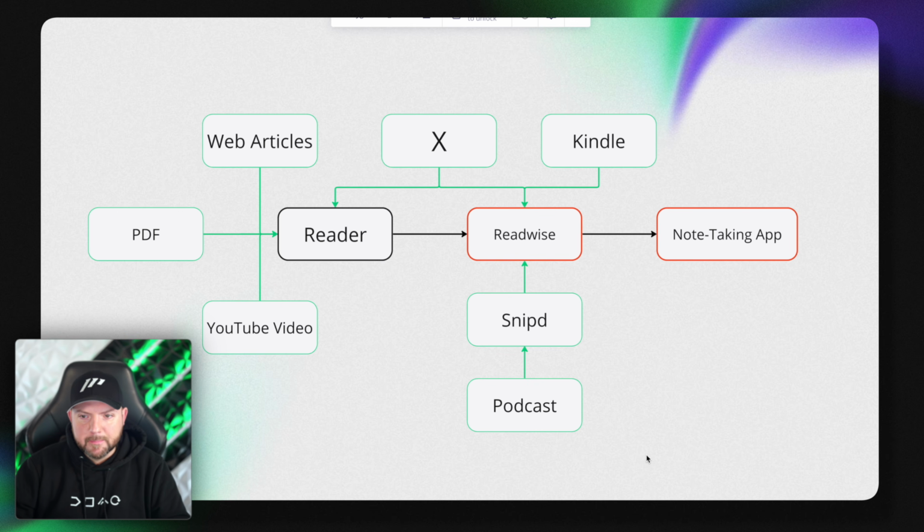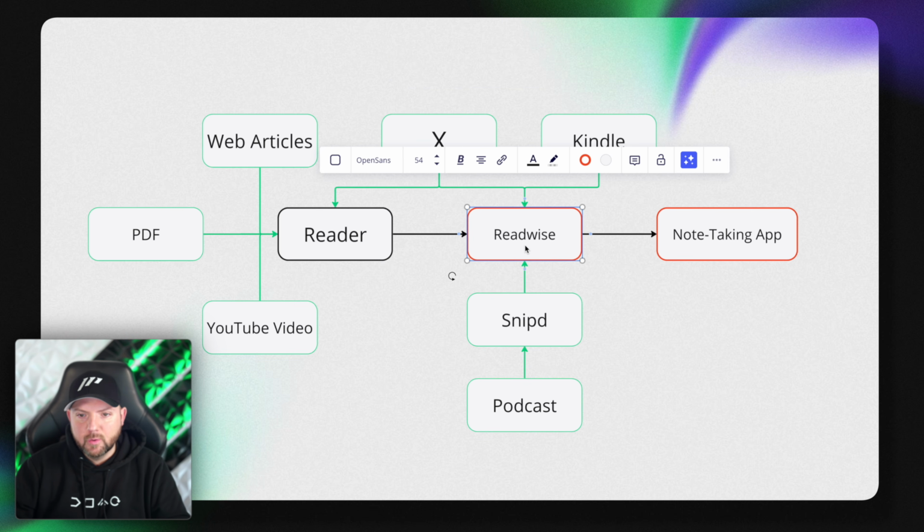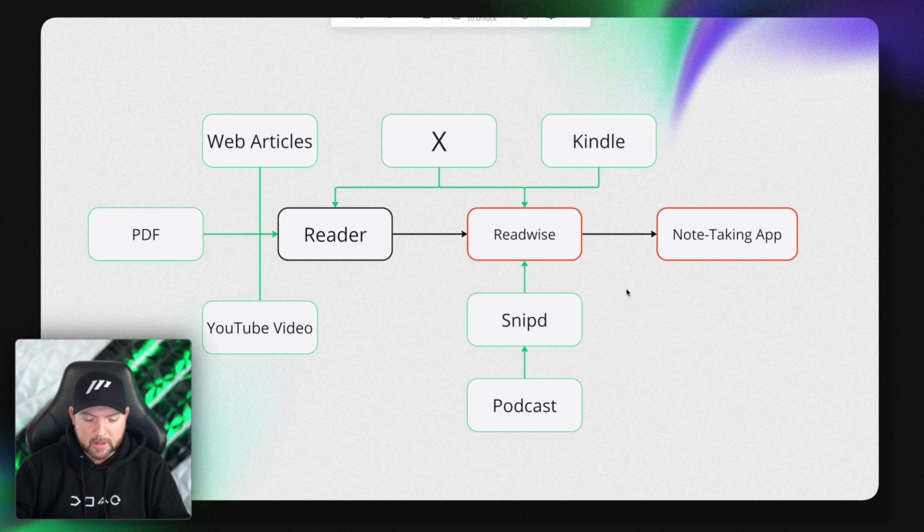So if we check out our map again, we are at this stage. We just had Kindle and we sent the information to Readwise. So the highlight is now in Readwise. Now let's check if the synchronization actually works as well by going to Tana.